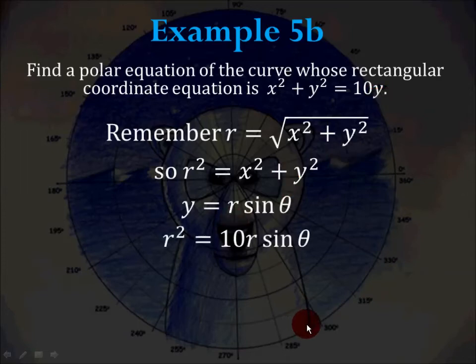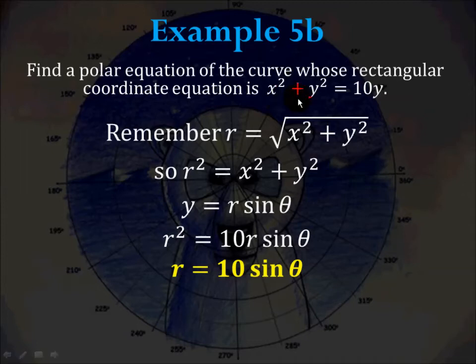r squared equals 10r sine theta. So instead of x squared plus y squared, we have an r squared. And instead of sine theta, we have an r sine theta. So one of the r's cancels out, and you're left with r equals 10 sine theta.